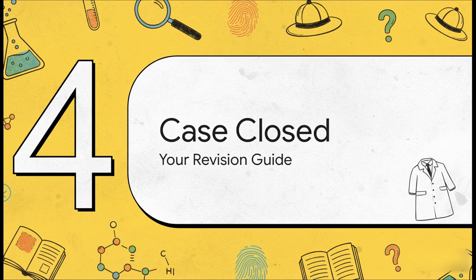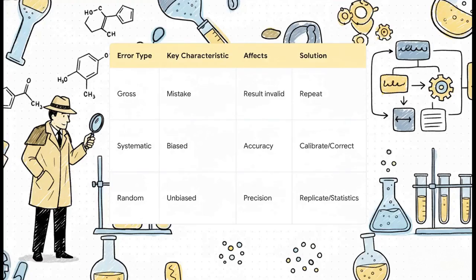So, after all that investigation, we've identified our culprits, and we've figured out their methods. I'd say it's time to write up our final report. Think of this as your ultimate summary, everything you need for understanding and acing the evaluation of analytical data. Let's break it all down one last time, nice and simple. Gross errors. Those are the big, obvious mistakes. They invalidate your result, and the only solution is to start over.